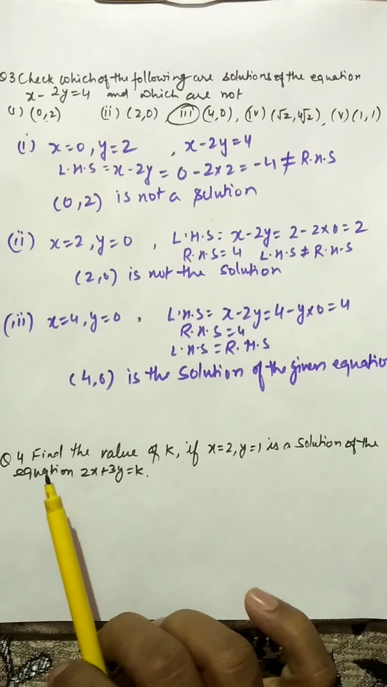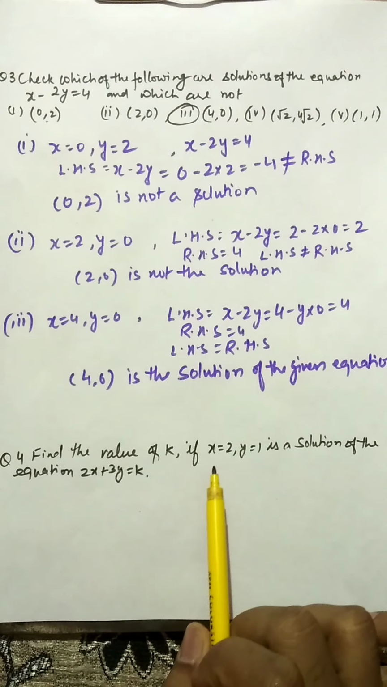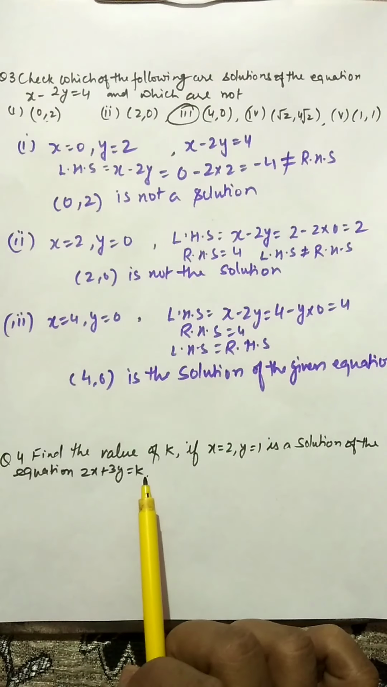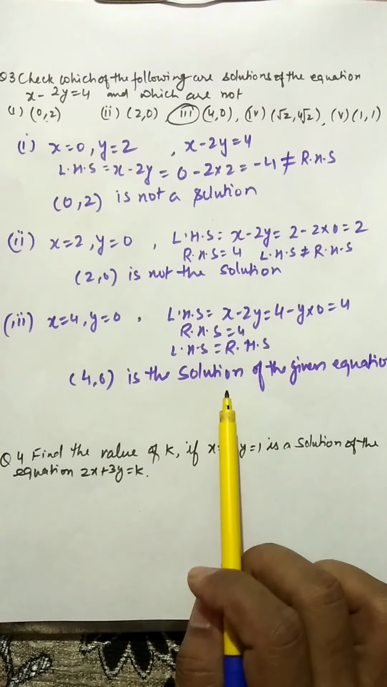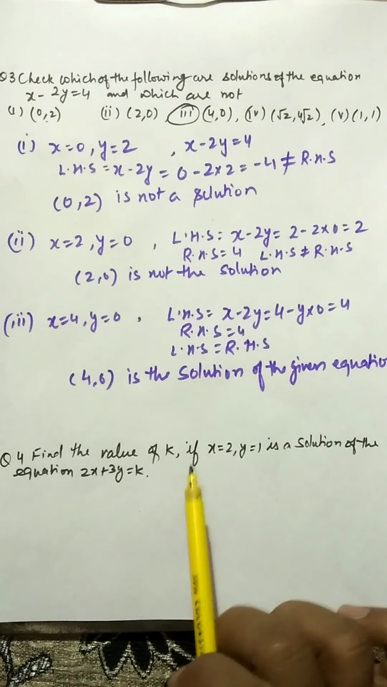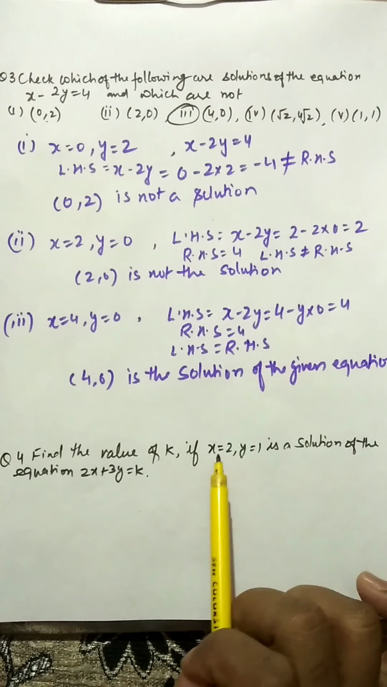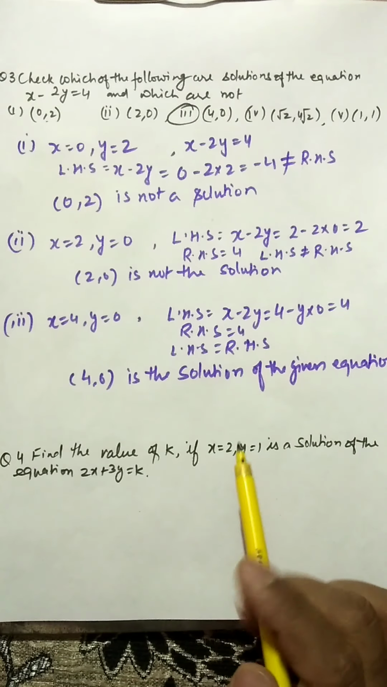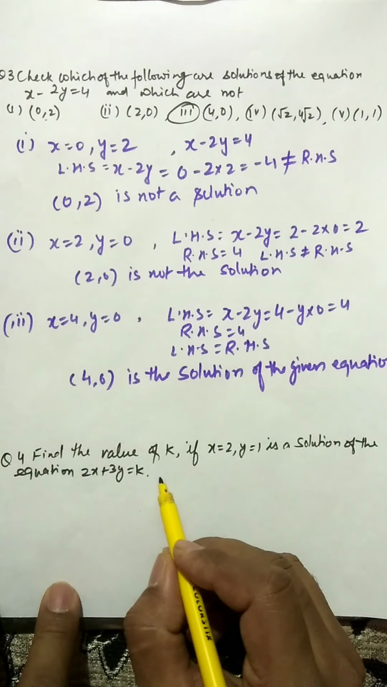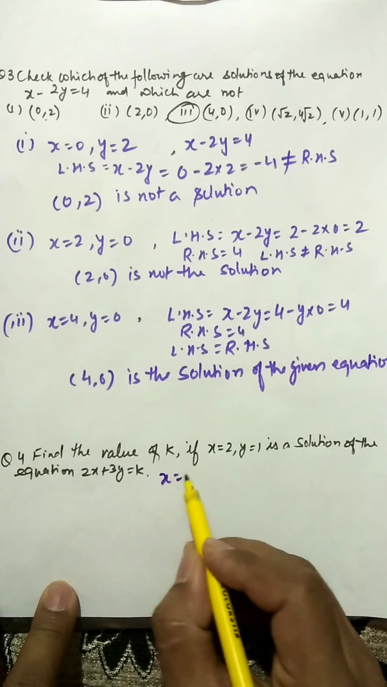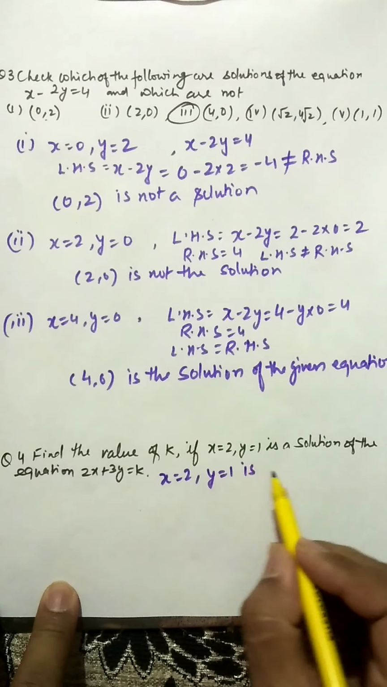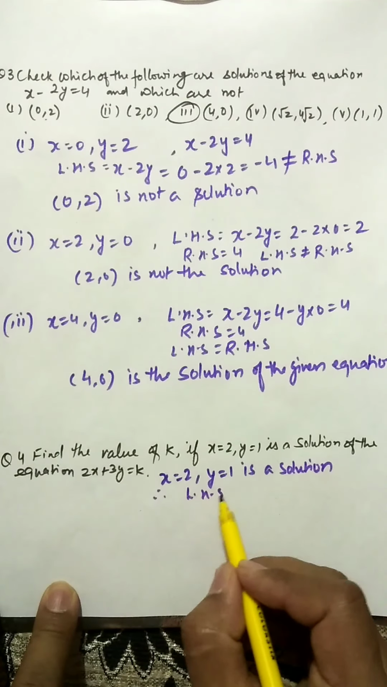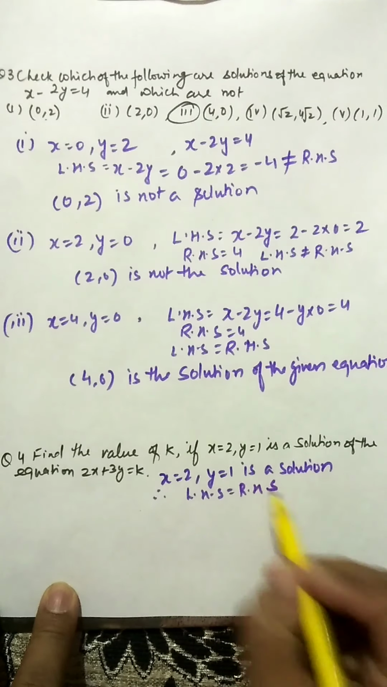Now come to question number 4. Find the value of k if x equal to 2 and y equal to 1 is a solution of the equation 2x plus 3y equal to k. See, this time we are not checking whether this is the solution or not. It's given to us that this is the solution. If this is the solution, it means that your LHS and RHS will be equal. So we can simply write: x equal to 2 and y equal to 1 is a solution. Therefore your LHS will be equal to RHS because it's given to us.